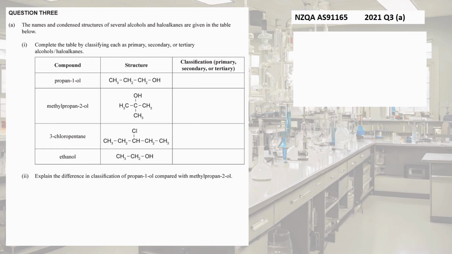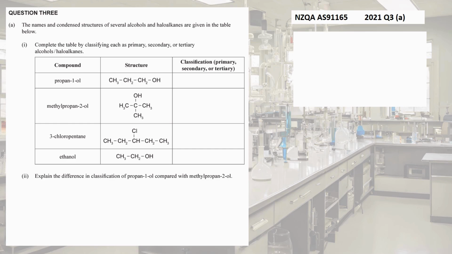Okay, Mr. T here. Let's look over how to classify different alcohols or haloalkanes. So we're going to be looking at three papers from 2021 to 2023. They're the Organic Chemistry NCEA paper, Achievement Standard 91165. If you want to get hold of this paper, print it out and go through as I go over the answers, just type in the Achievement Standard number and the year from the top right of the screen.